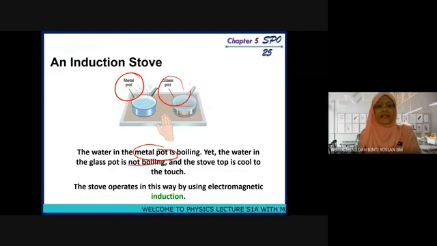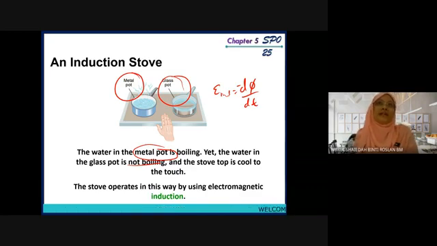Why does this happen? Remember Faraday said the induced EMF only happens when there is a change in magnetic flux. The magnetic flux we are talking about here must involve a conductor, and glass is not a conductor. That's why the glass pot is not boiling, and the stove top is cool to the touch. The stove operates this way by using electromagnetic induction. This is an example of the concept of electromagnetic induction.